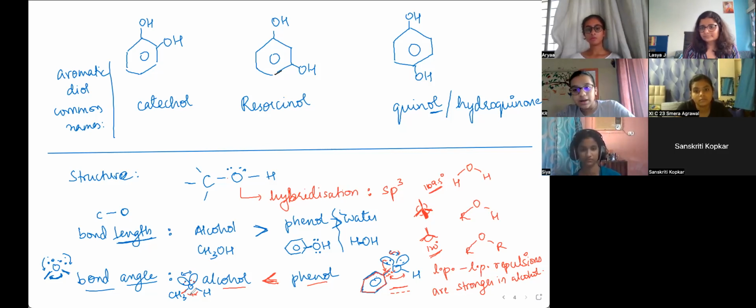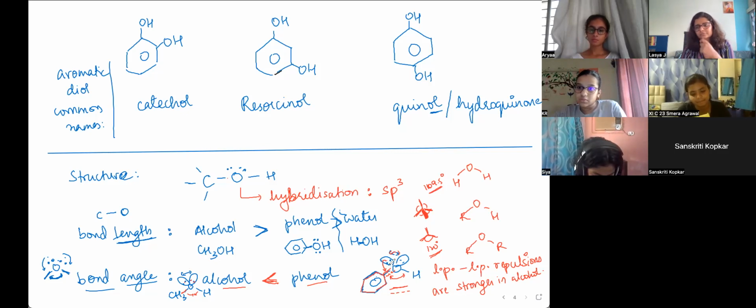Ma'am, I understood why the lone pair repulsion in phenol is less than that in alcohol, because there's one bond that's participating in the resonance. Because the bond is participating in resonance, that will also remove the lone pair bond pair repulsion between the ring and the lone pair. Then understood, it will end up being greater.